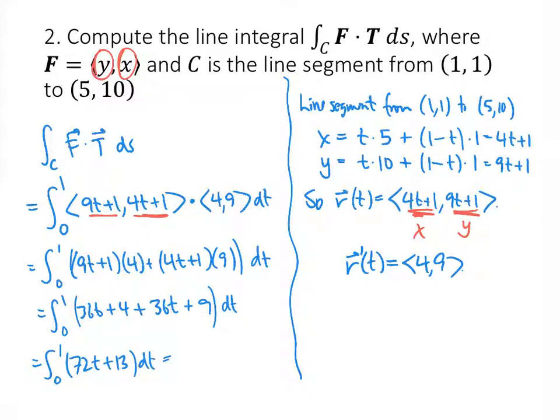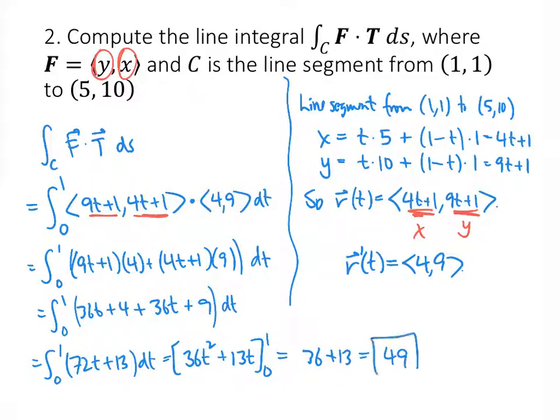Integrate that from 0 to 1. The antiderivative of 72t is 36t squared. The antiderivative of 13 is 13t. Plug in 1, plug in 0, and subtract. That's going to give us 36 plus 13 minus a bunch of zeros, so that's just going to be 49.